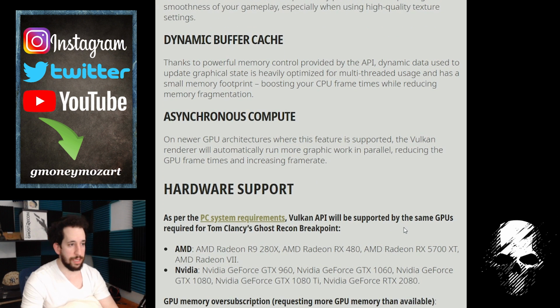What is dynamic buffer cache? Thanks to powerful memory control provided by the API, dynamic data used to update graphical state is heavily optimized for multi-thread usage and has a small memory footprint, boosting your CPU frame times while reducing memory fragmentation.